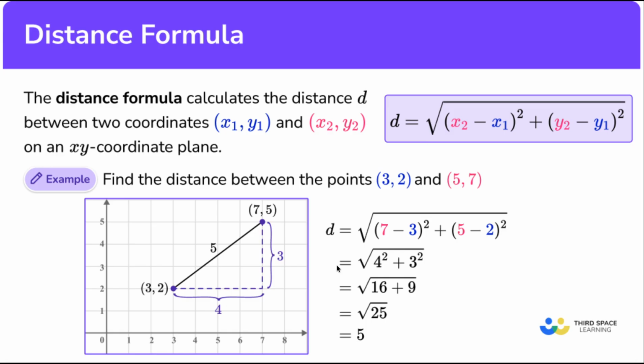And so we would put our x2 value, which is 7, with our x1 value, 3, and subtract. We'd also take our y2 value, 5, and subtract our y1 value, 2. And so we would end up with 4 squared and 3 squared. Then we'd have 16 plus 9, which equals 25. We find the square root of 25, and the distance is 5.